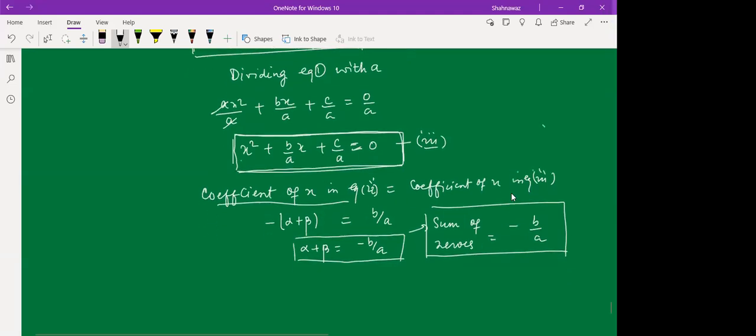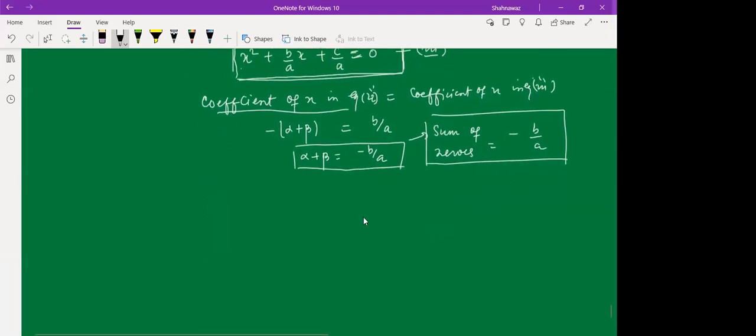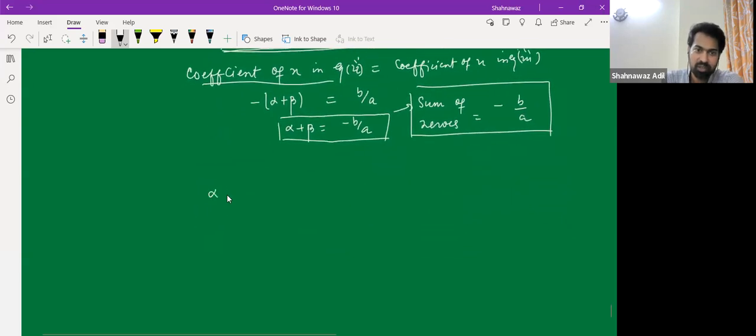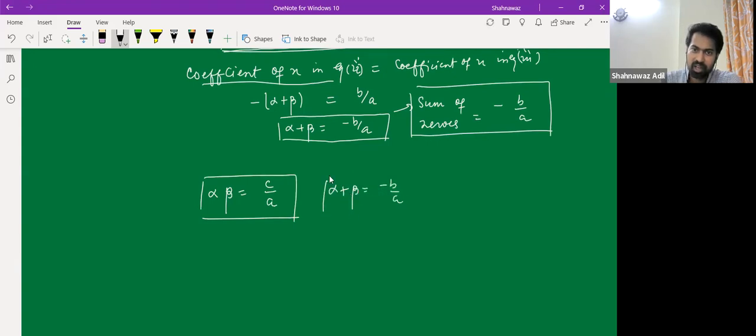So then we have the product of the roots. The product of the roots would be c by a. So the sum of the zeros is minus b by a, and the product of the zeros is c by a.